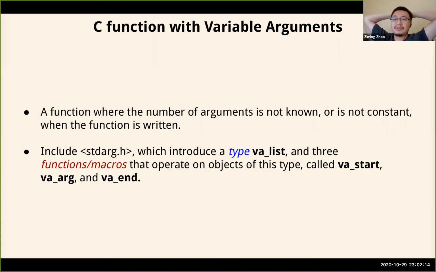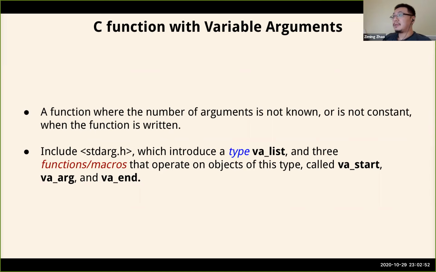So what is a function with variable arguments? Basically, it is a function where, when the developer programs this function, the developer doesn't really know how many arguments it will take. It could be 2, it could be 3, it could be 20. That is only determined by the caller, not the callee. The developer develops the callee, programs the callee, but he or she doesn't know how many arguments the caller will provide.